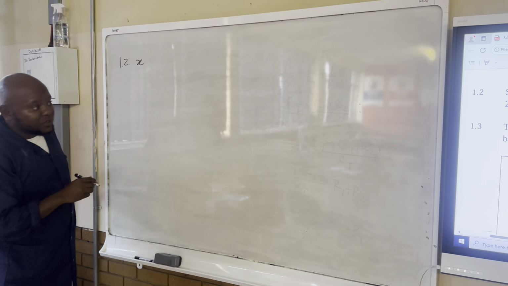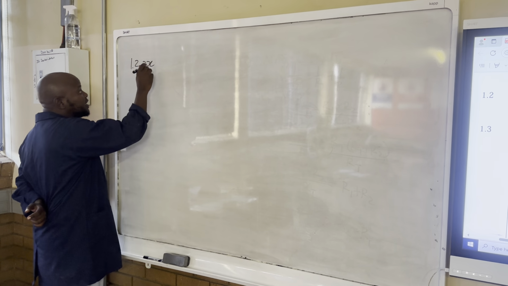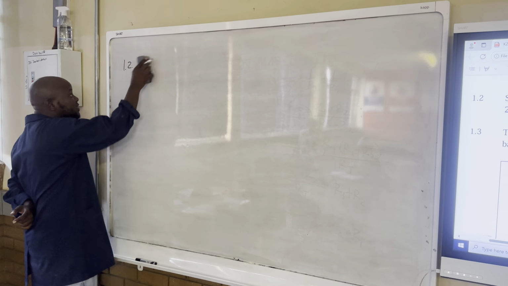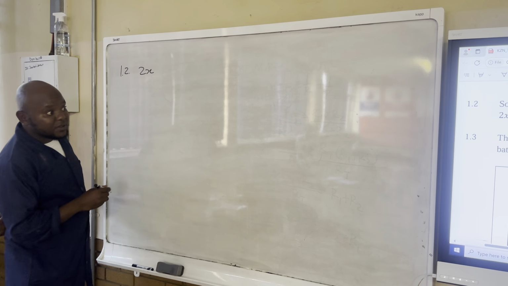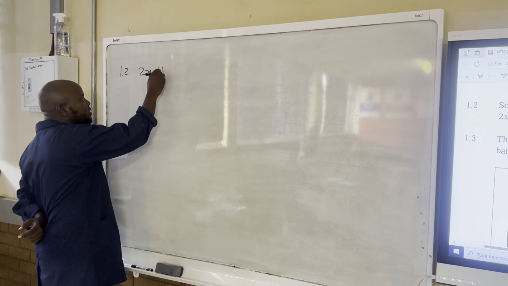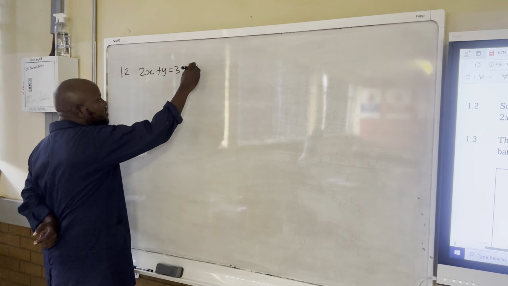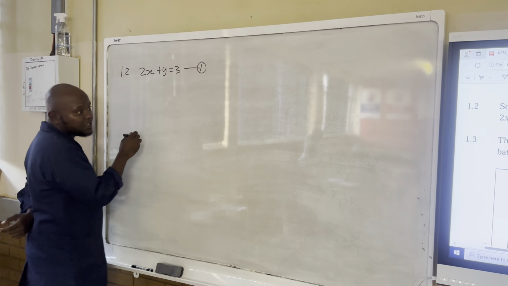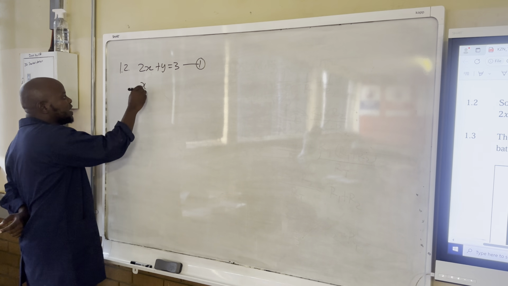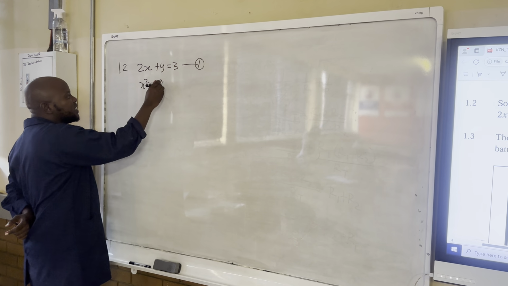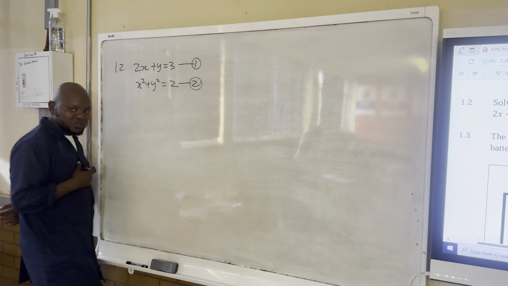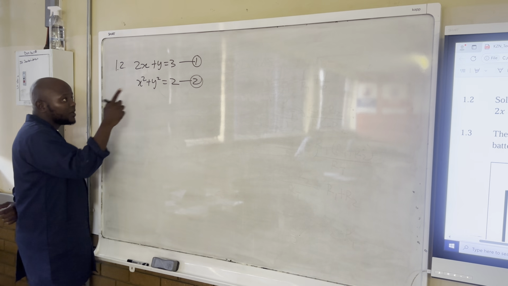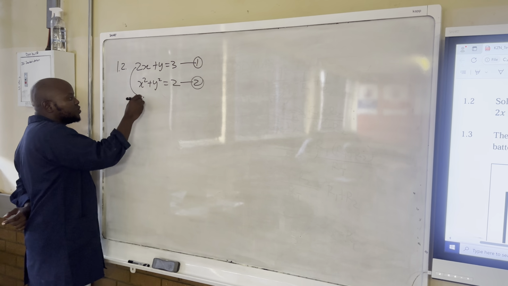We are given 2x. Let me just write it nicely. 2x plus y is equal to 3. This is our first equation. Then we are given x squared plus y squared is equal to 2. This is our equation number 2. We are going to formulate equation number 3 from equation number 1.